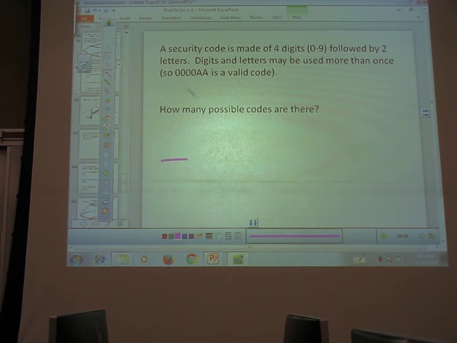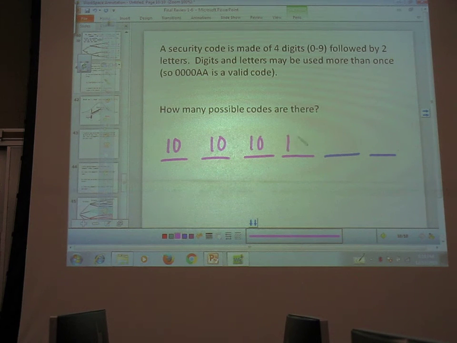6. I've got a security code made up of 4 digits and 2 letters. How many options for the first digit? 10. Second digit? 10. Next digit? 10. Next digit? 10. How about the letters? 26. And 26. So what am I doing with these numbers? Multiplying them. Good. All good?